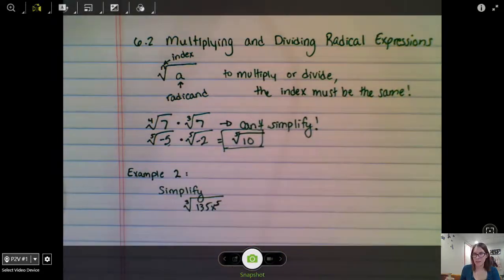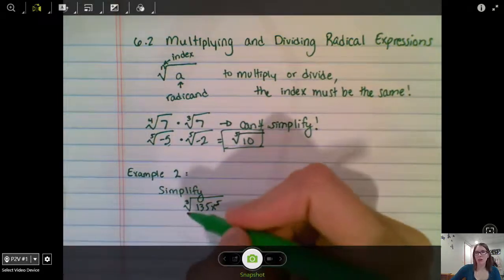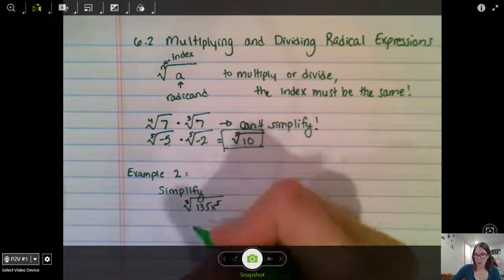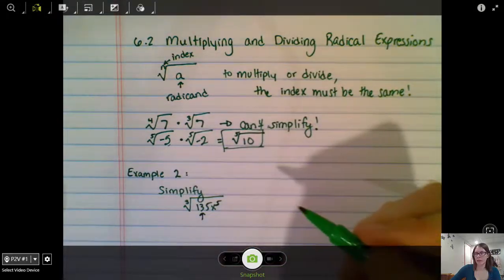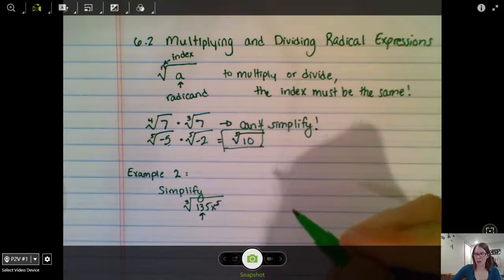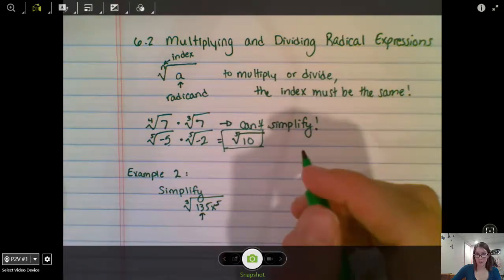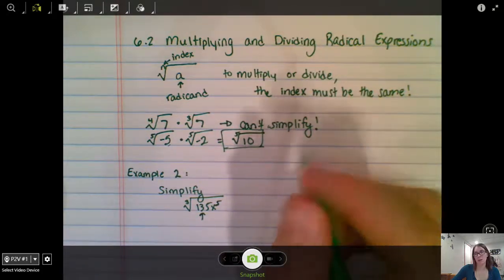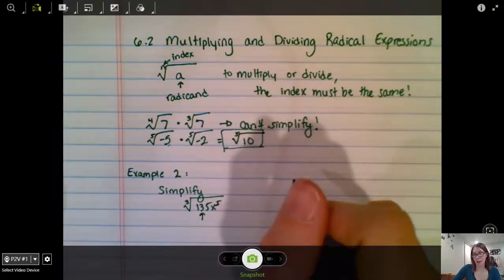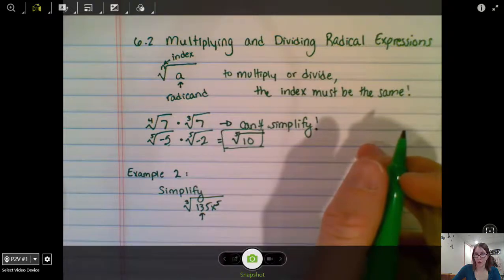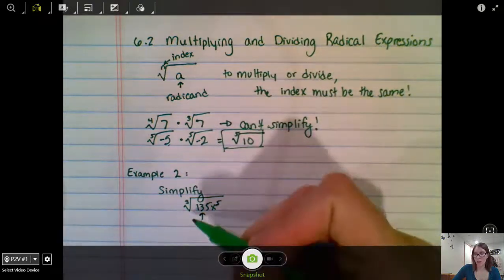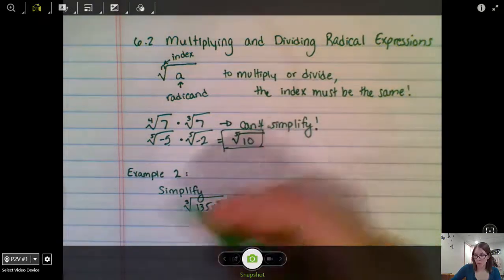I showed you one way to simplify radicals like this yesterday, but another way to think about this too is, I have a cube root here. I want to think about what perfect cube goes into 135. You might be thinking, perfect cube, what is that? Well, 4 is a perfect square because it's 2 squared. 9 is a perfect square because it's 3 squared. 16 is a perfect square because it's 4 squared. So think about what numbers we can cube.